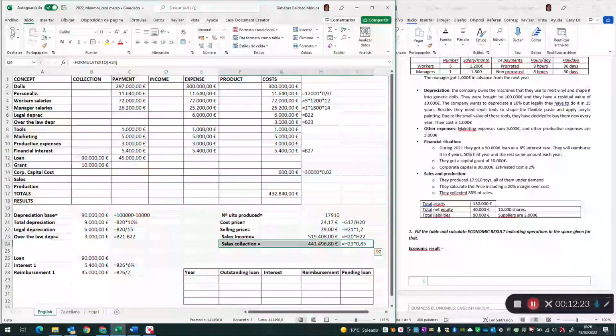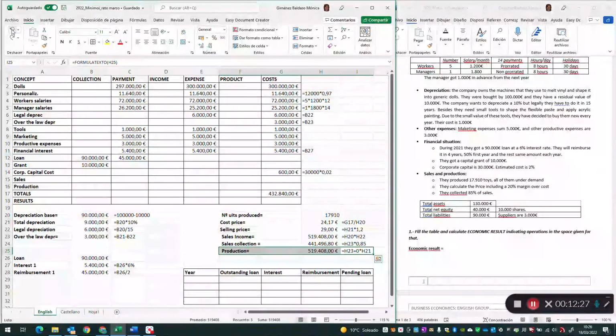Now we're going to move these amounts into the chart. So we have, oh, sorry, I forgot the production. Yeah, we have the production, which is sales income plus the stock, the warehouse. And we said there was nothing in the warehouse. So production is going to have just the part of the sales income. And now, yeah, we're moving to the chart.